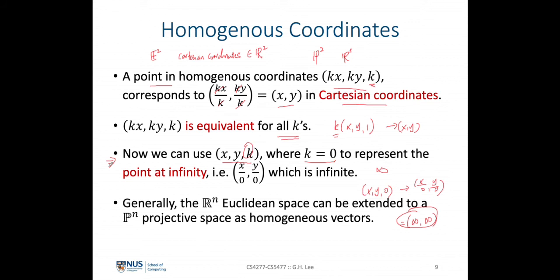And generally, the Rn Euclidean space can be extended to a Pn projective space as homogeneous vectors. As we will see in this particular lecture, for this example of a point, a Euclidean space of R2 can be extended to a projective space of P2 easily by just dividing by the value of k, the third coordinate here, and we can easily convert Euclidean space to projective space and vice versa.